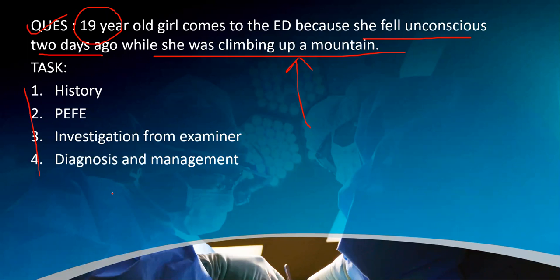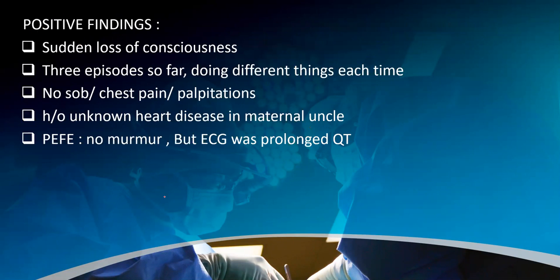Great. Now move to prolonged QT syndrome. This is how the scenario looks. Now see what the positive findings could be. The patient was climbing up a mountain, then suddenly lost consciousness. If you ask, is it the first time? The patient will say no, it's been happening 3 or 4 times so far. So the patient had it before.